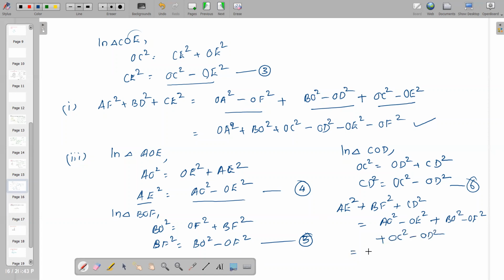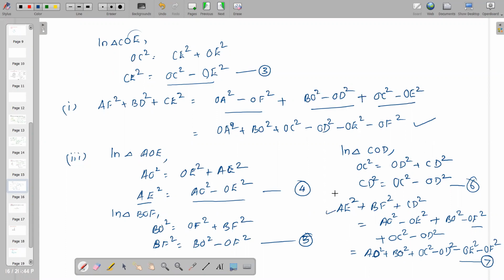If we write this in order, what will you get? AO square plus BO square plus OC square, all the positives first, and then in order the negatives: minus OD square minus OE square minus OF square. Correct. So we are getting AO square plus BO square plus OC square minus OD square minus OE square minus OF square, equation 7.